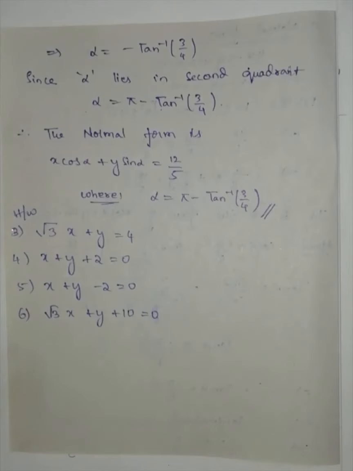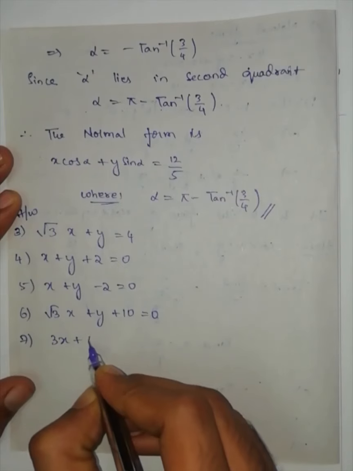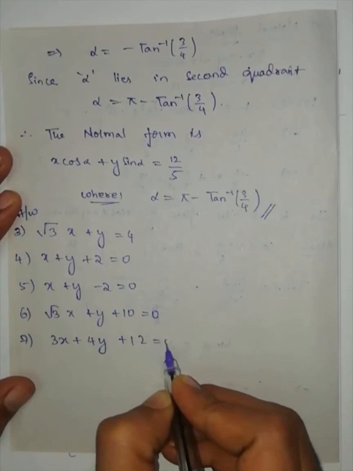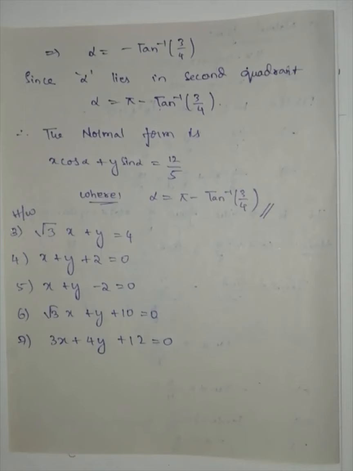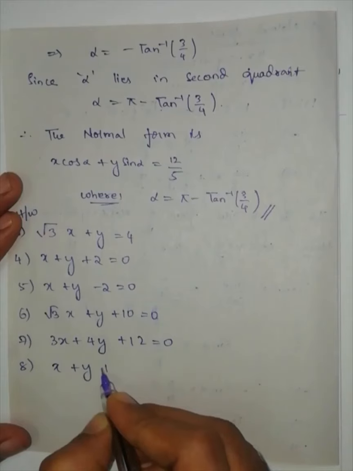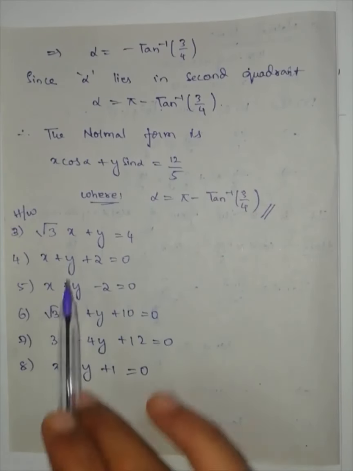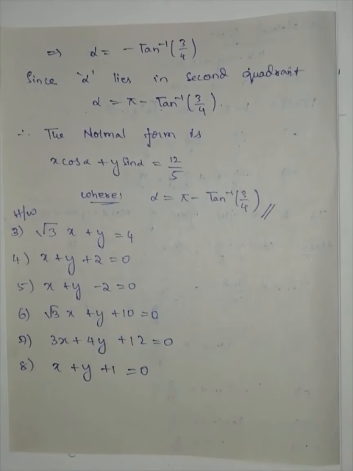Similarly, this one is also homework. Seventh, 3x plus 4y plus 12 is equal to 0. Eighth one, x plus y plus 1 is equal to 0. These 6 problems are homework. Transform all these equations into slope intercept form, second one into intercept form, and the third one into normal form.